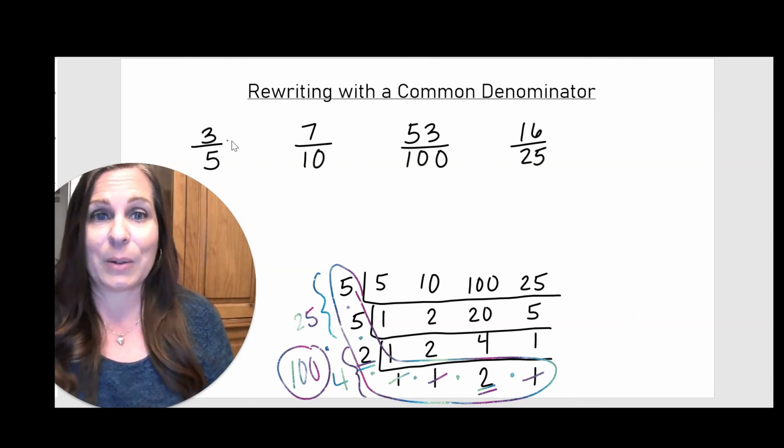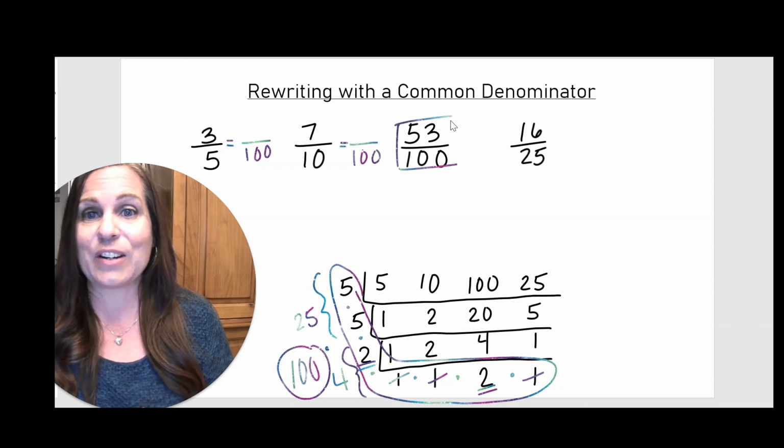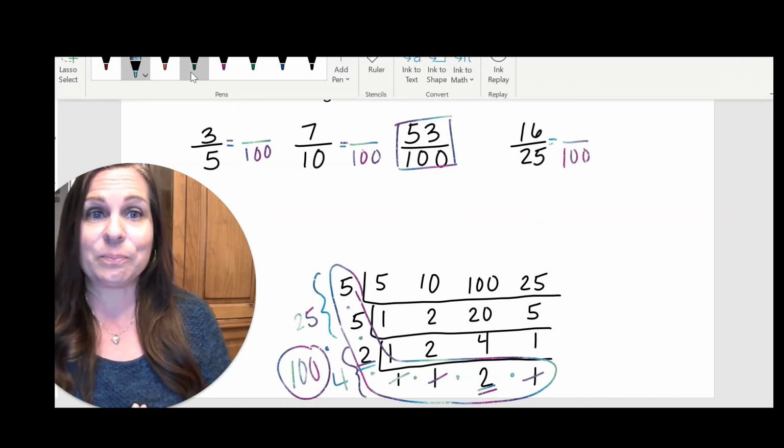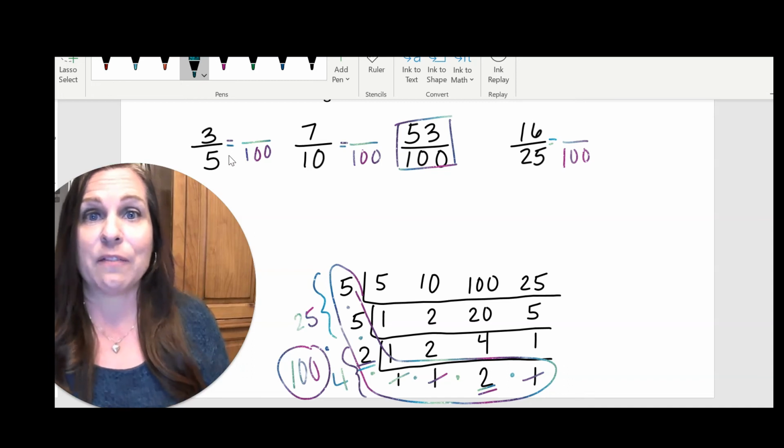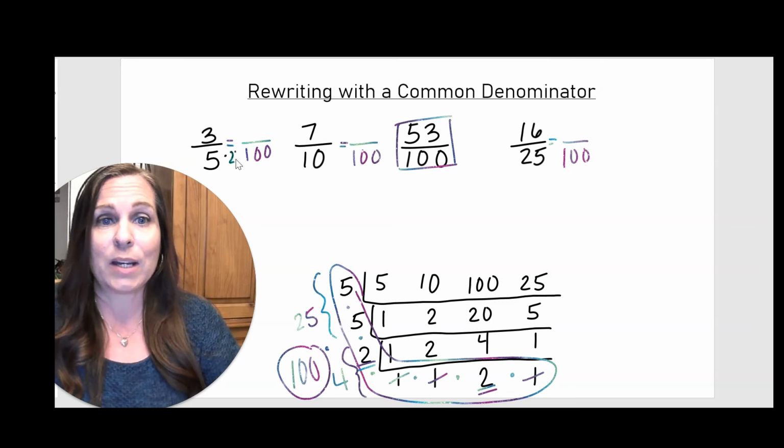Now I'm going to put it in place. So I need 100 here and here. This one already has a denominator of 100, so we're set on that one. And here. Now let's find the top numbers. So to get the top numbers, remember, we just look at what we would have to multiply to get the new denominator. So 5 times 20 will get us to 100, which means I have to multiply by 20 on top.